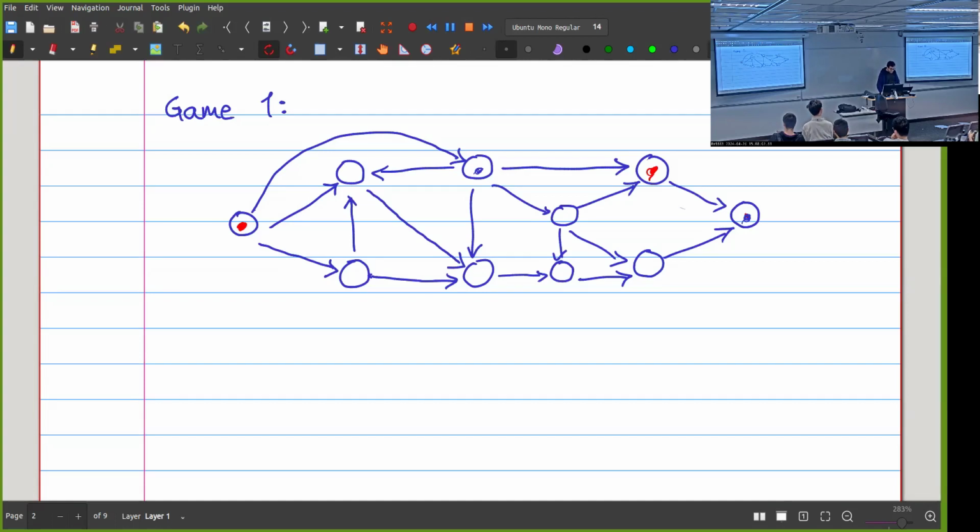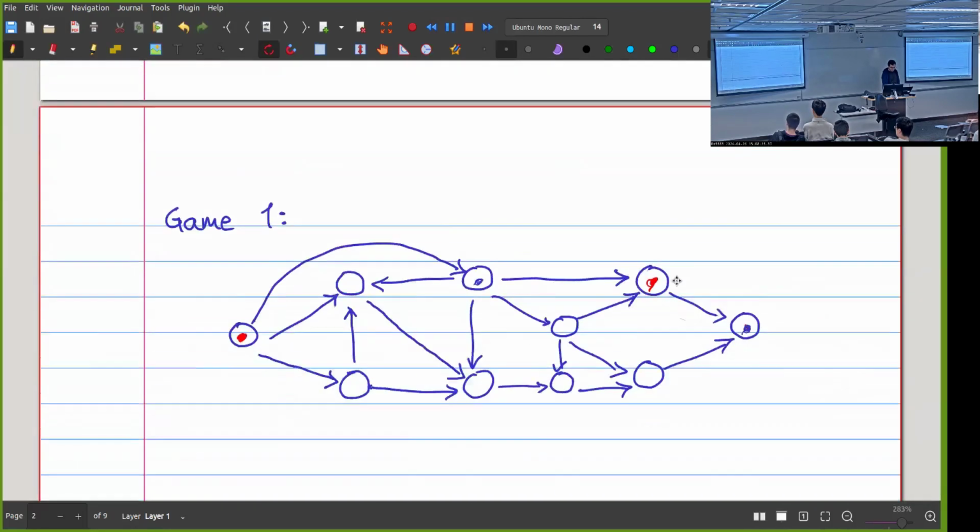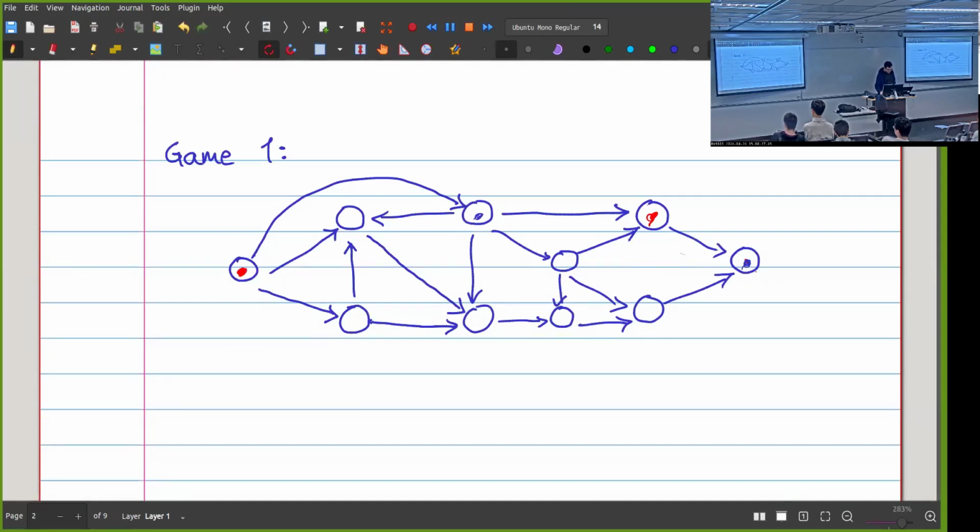So let's just label our states with W or L to see what's a winning state and what's a losing state. If I look at the very last state here, this is a losing state, because by definition, if I find myself here and it's my turn, I cannot make a move. And the definition of winning is that you win if your opponent cannot move. So if you cannot move, your opponent is winning. So this is a losing state.